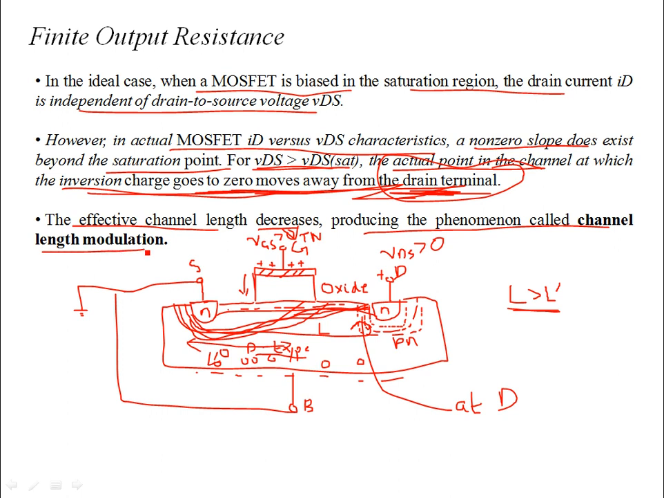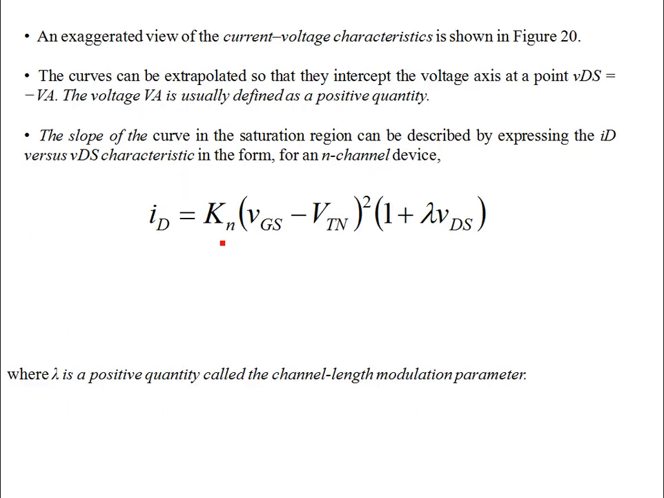Now, what is the effect of this channel length modulation? You see, ideally, this is the IV characteristic for a given threshold voltage and the given gate voltage. This is the conduction parameter. This is the quadratic current characteristic, so current has a quadratic dependence on the VGS voltage. This is your ideal MOSFET.